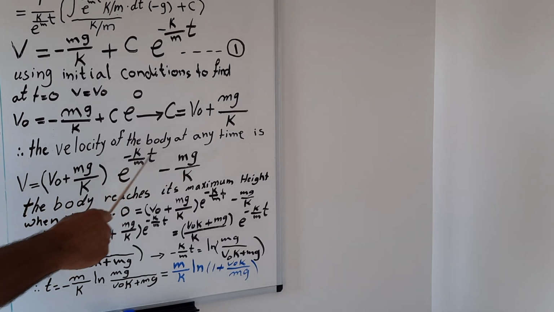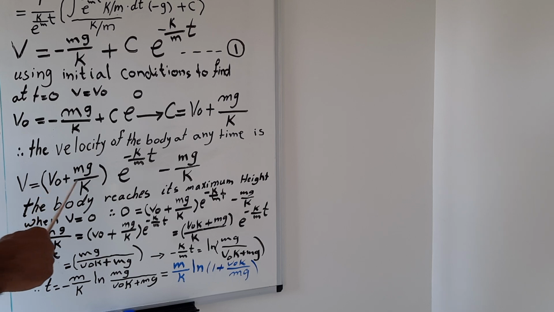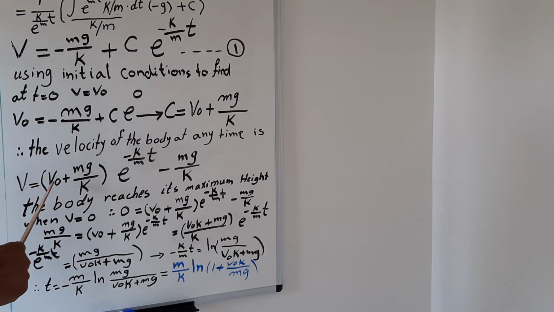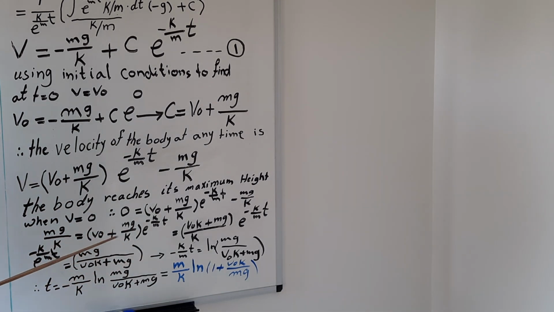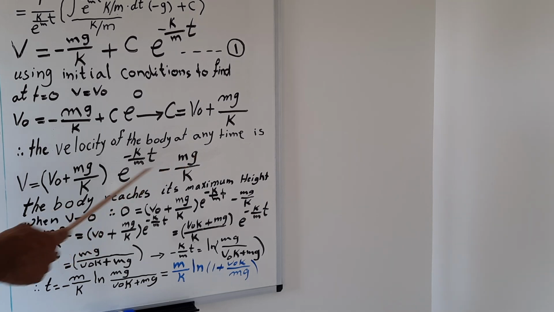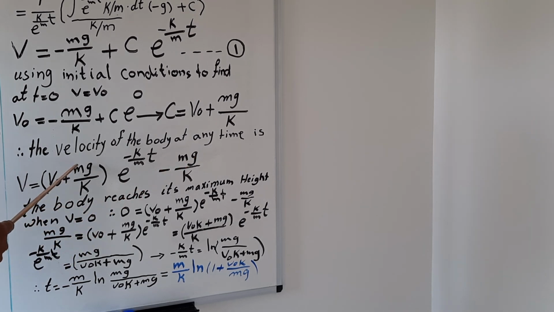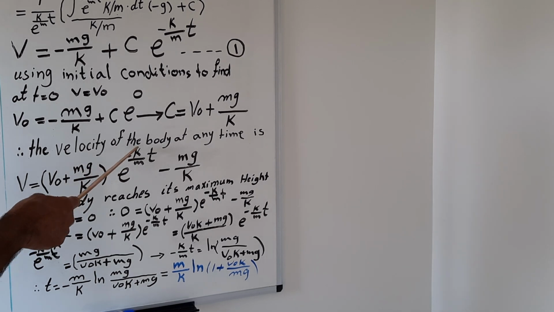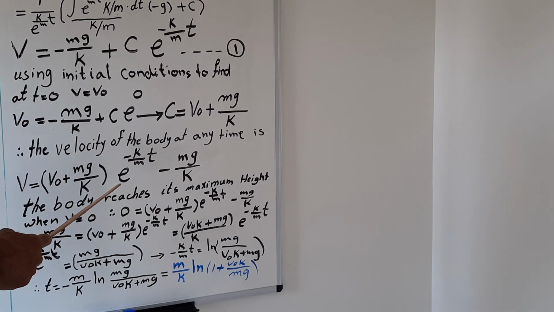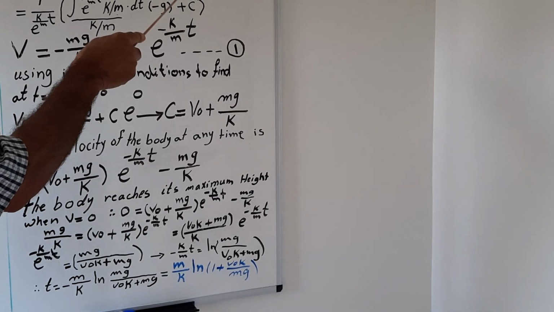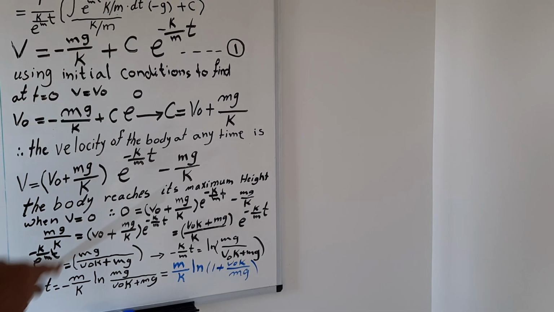So this is the equation for finding the velocity at any time. Whatever the v naught, the initial velocity, we just put it here, and we know the mass of the body, the g, it is known, also k, it is constant. The only thing left is t, and we put in any time, so we find the velocity at any time t.